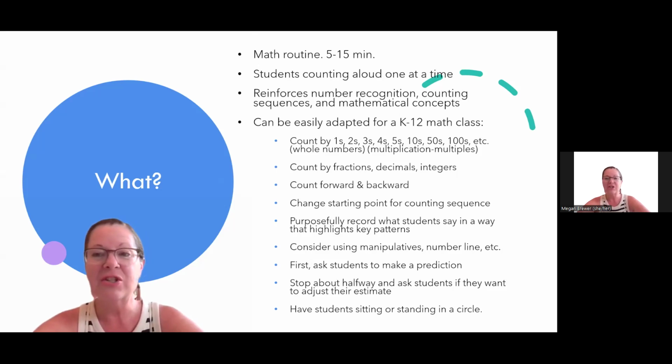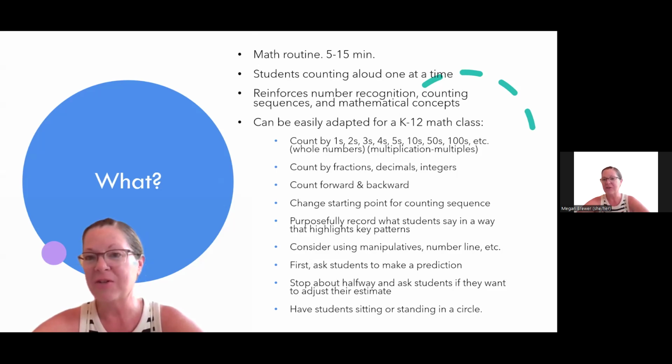So you can change the starting point for the counting sequence. So for example, if we count backwards starting at 100, and again, all of us in the room are going to say a number, what number do you think we'll land on? You're going to purposefully, oh, this part's so important, record what students say, the numbers they say, in a way that highlights the key patterns.